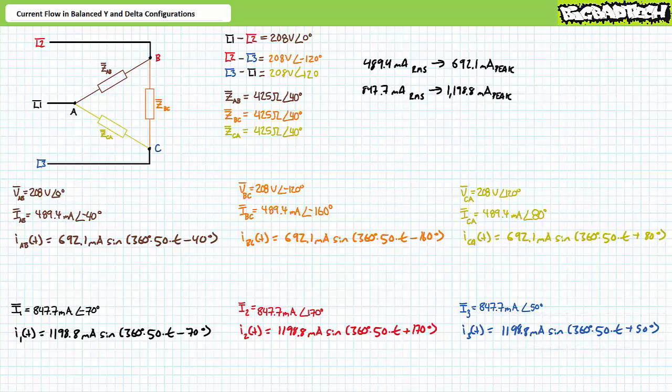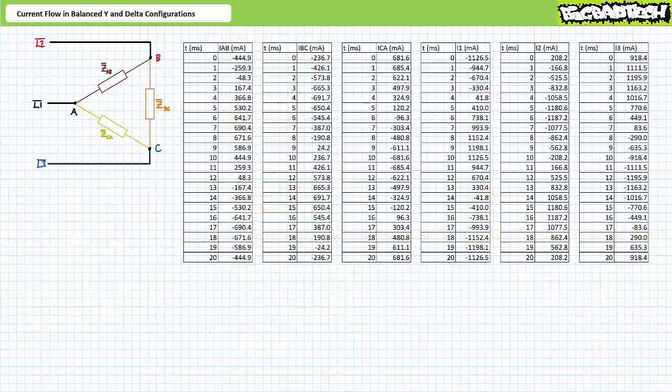Let us not dilly-dally with tedious manual analysis. Take it away, computer. Here's instantaneous current values for one full 20 millisecond cycle in 1 millisecond increments. To expedite this lecture, we'll examine this data in 2 millisecond increments. Let's take a close look at a couple entries.